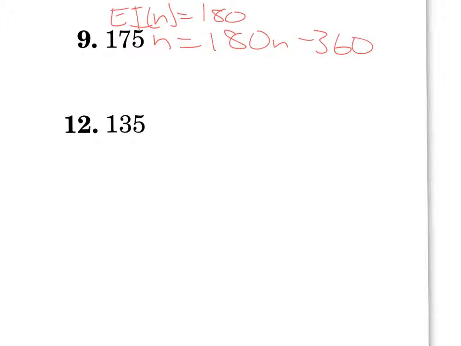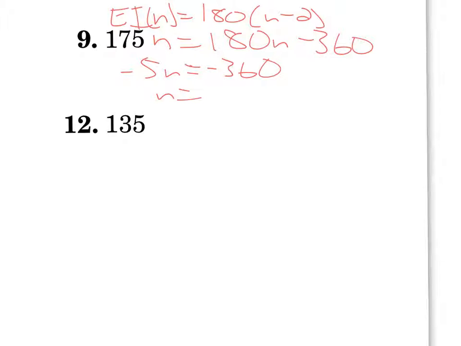So lastly, number 9, we'll do this one. So 180n, that's my EI. Okay, so 180n equals 180n minus 360. Okay, so this is my formula. Each interior angle times n equals 180 times the number of sides minus 2. Alright, so I need to subtract my 180n over, so I get negative 5n equals negative 360, and divide by negative 5, and I get n equals some number.